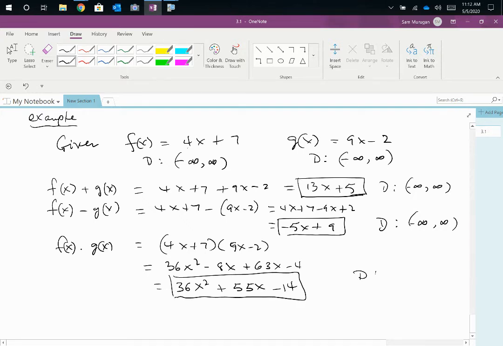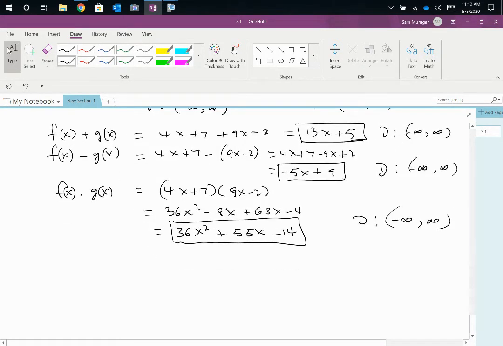This has a domain of negative to positive infinity. It's a square function anyway. And if we were to divide the functions, f of x over g of x, we would be putting 4x plus 7 over 9x minus 2. So if we set the denominator equal to 0, we would get x is equal to 2 over 9.